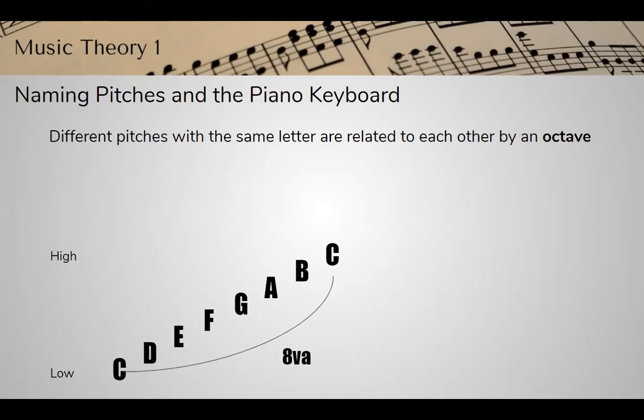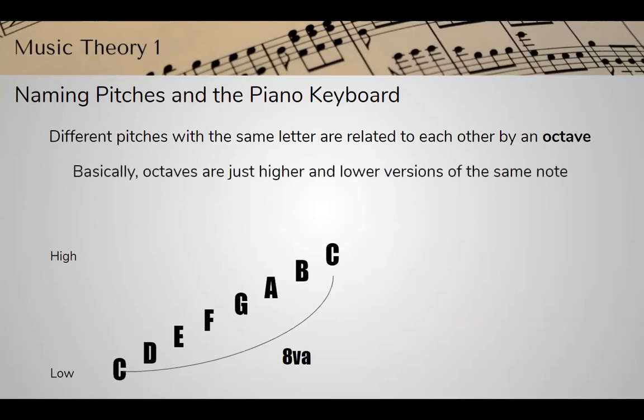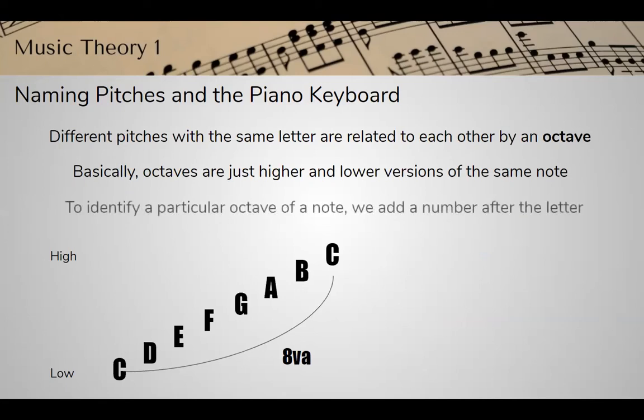And that word octave kind of sounds like octopus, right? Octopuses have 8 legs. And that's because these 2 notes are separated by 8 steps. Okay? So you can also think about it as basically octaves are just higher and lower versions of the same note. And we also have a way of identifying a particular octave because that becomes important as you study music. And what we do is we add a number after the letter. Okay? So like that lower C that I played, you might call that C1. It's not actually C1, but you could call that C1, and then the higher C you could call C2.